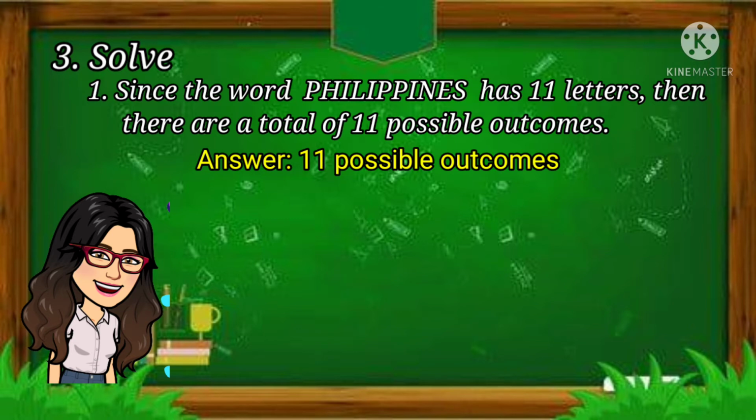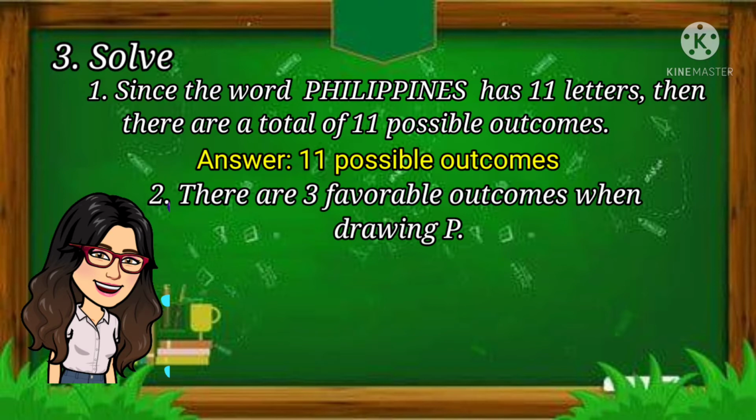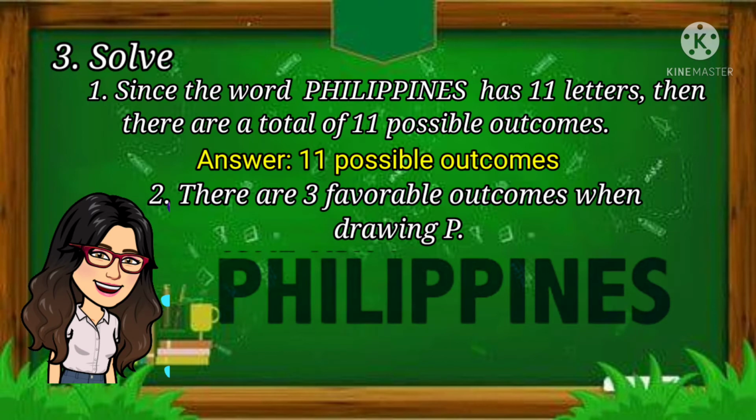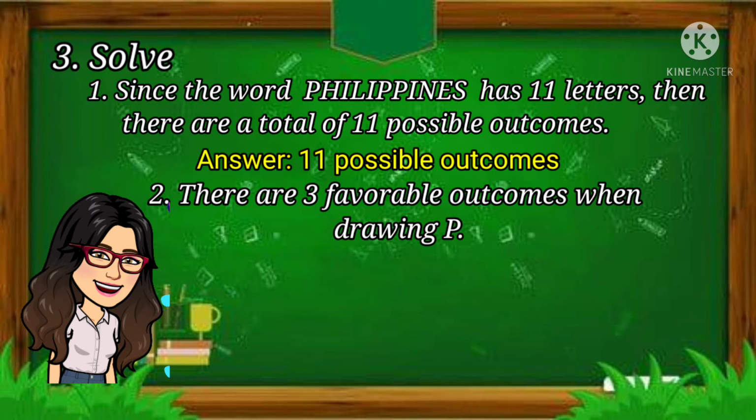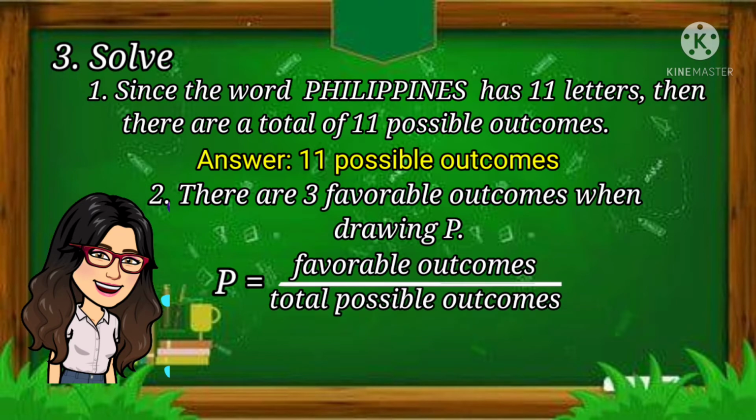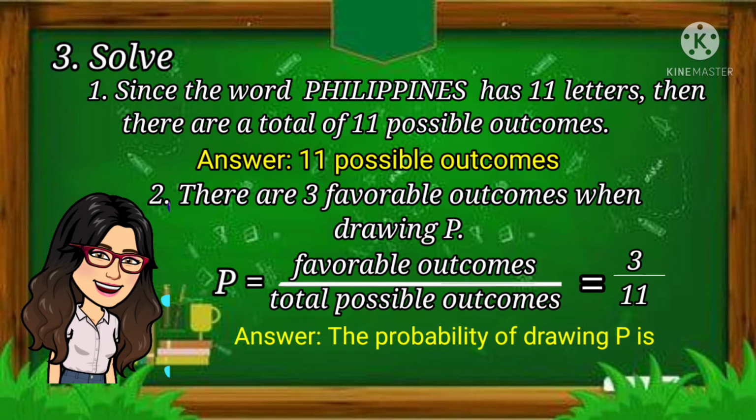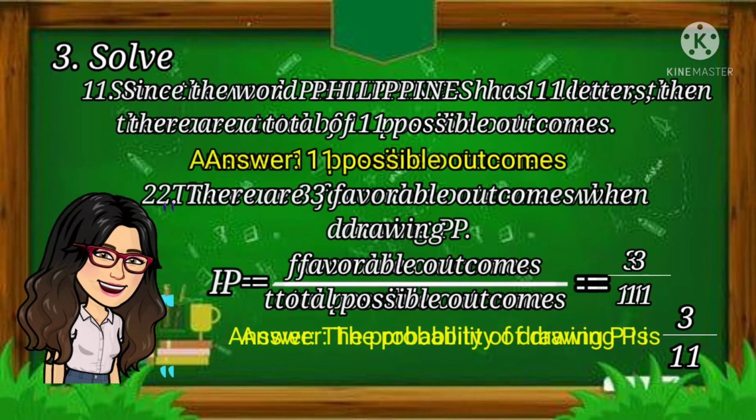For our second question, there are 3 favorable outcomes when drawing P. We have 3 letter P's in the word Philippines. So, the formula in finding the probability of drawing P is P is equal to favorable outcomes over total possible outcomes. The favorable outcomes is 3 and the total possible outcomes is 11. Therefore, the probability of drawing P is 3 over 11.